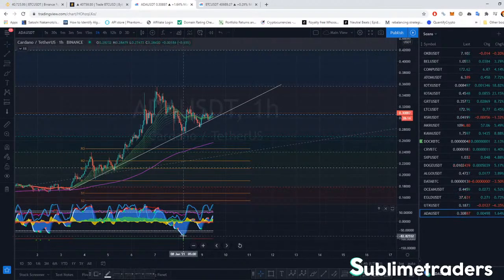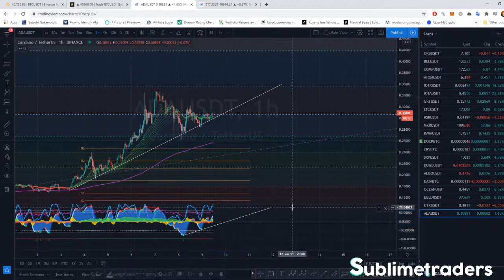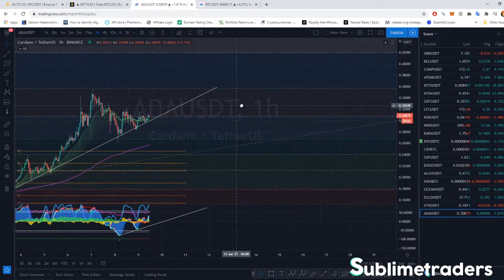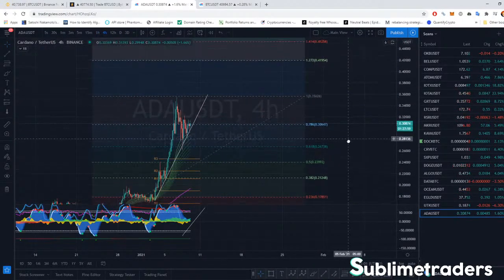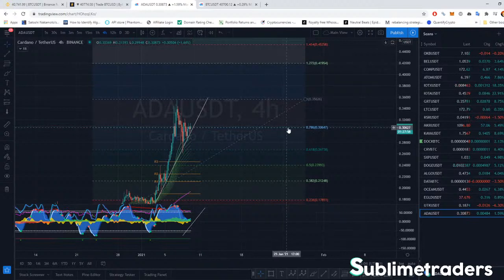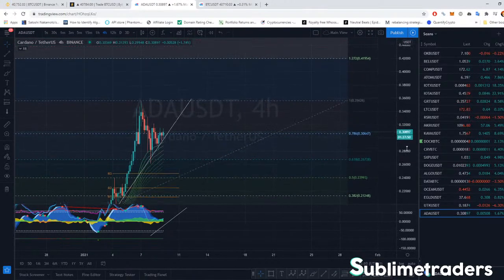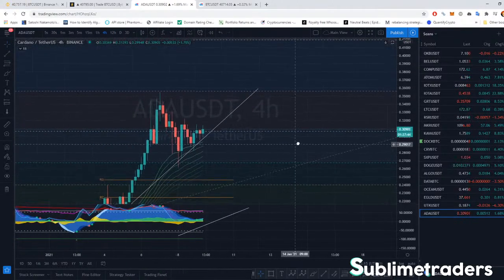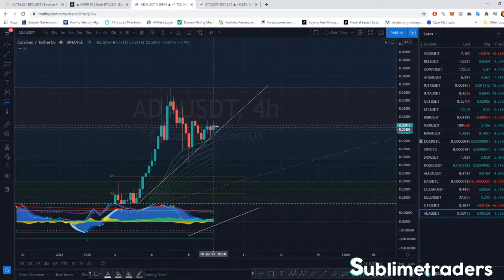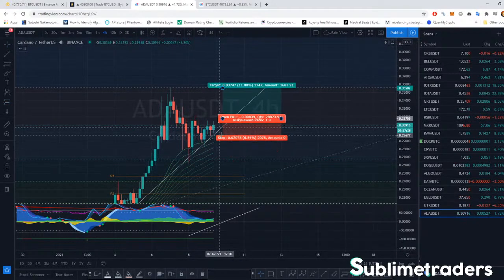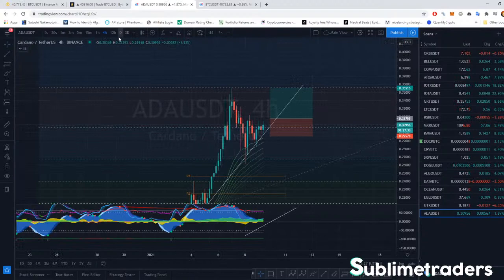So we got a good pattern right here that can say continuation, of course. Very nice setup right now for this one. A very nice setup for ADA. The only thing that bothers me is that it's too close to the 0.78, so we need just a candle close above it, and then I can even post a signal on it, and the potential would be something like this. Okay, something like this. Let's check on higher time frames.